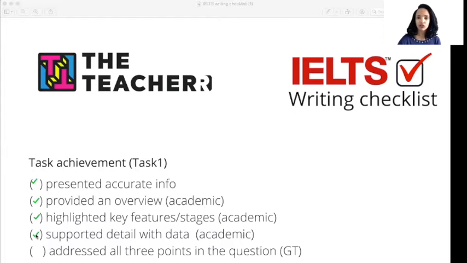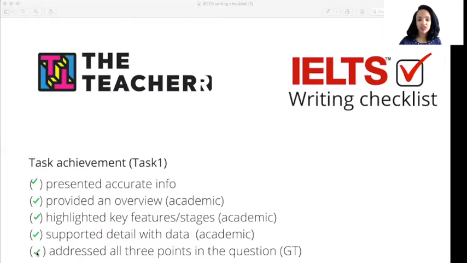Every detail you provide needs to be supported with data. And by that, I mean, if I'm making a prediction that in the future something will happen, I need to have data in the graph that supports that. It can't simply be my opinion or what I think is going to happen. If you do that, your grade will suffer.